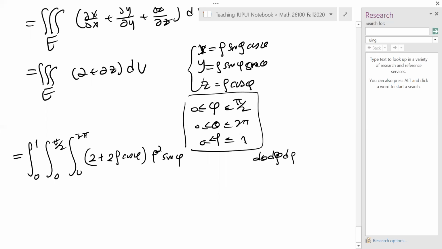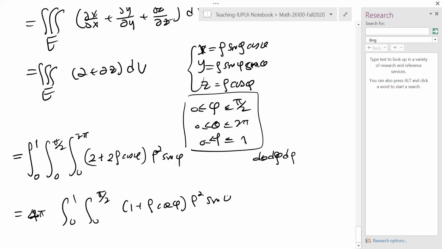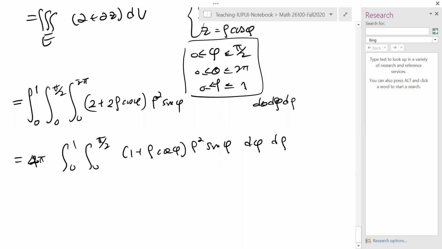So my opinion is just you can take 2 pi out first. Okay, so you will get, with another factor 2, 4 pi. So I get the integral of 1 plus rho cosine phi, times rho squared sine phi, d rho d phi, okay? All right, what is the next step?